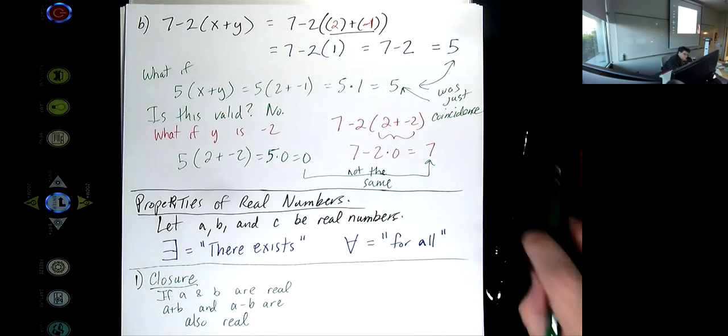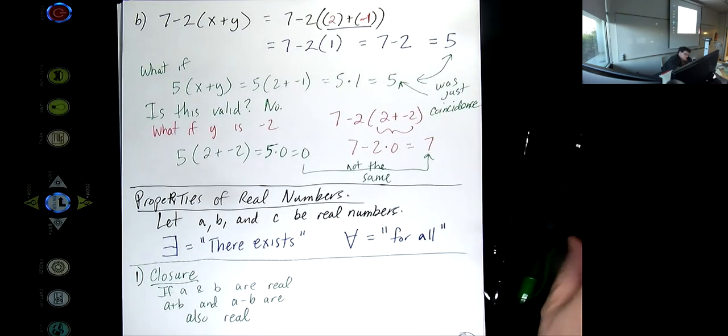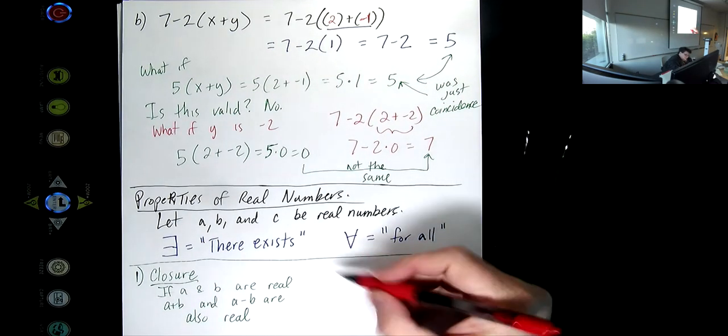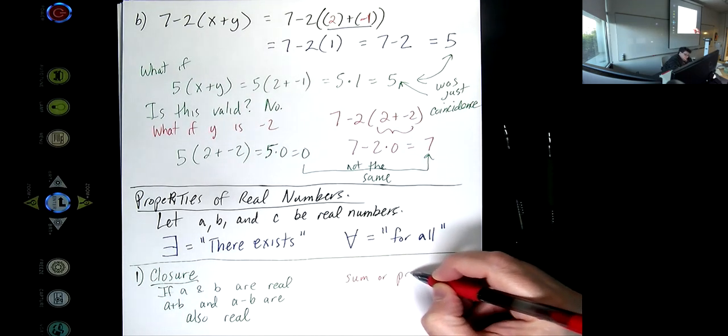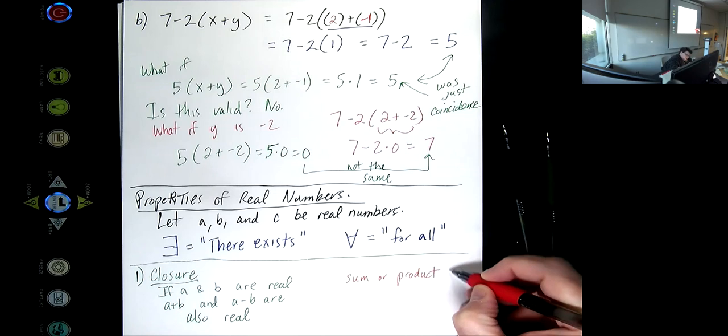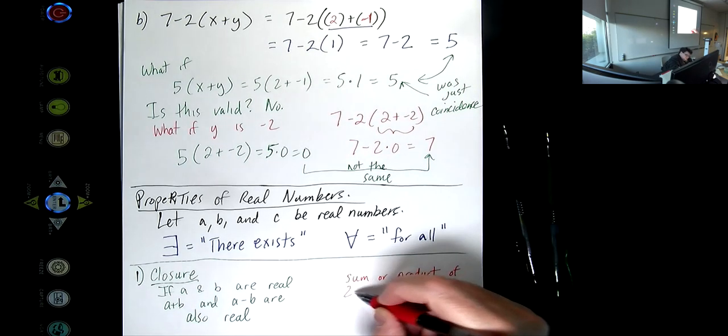This applies to multiplication as well. So the sum or product. Sum is addition, product is multiplication. The sum or product of 2 or more real numbers is a real number.